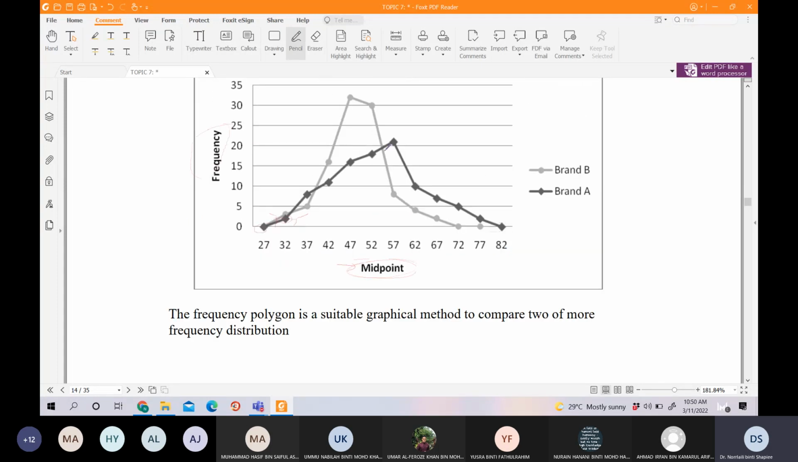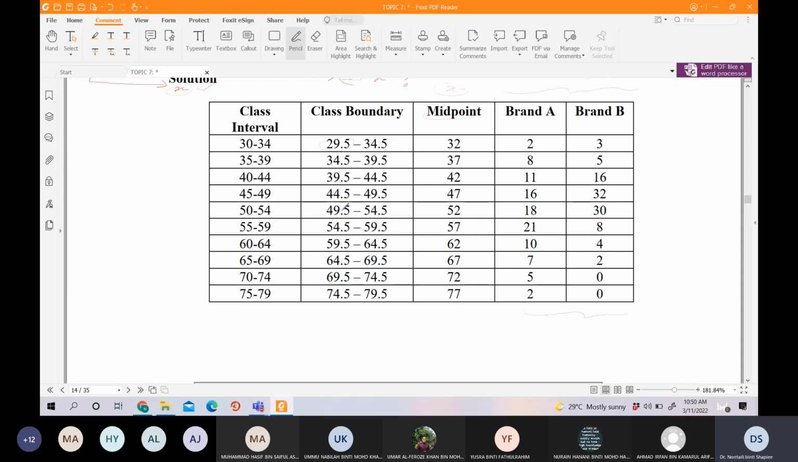Okay, from here, brand A, the peak point here. Means that brand A, or brand B? This one is brand B. From the class boundary 49.5 to 54.5, the frequency is 32 here, which is the highest frequency. But for brand A, the highest is 21. This one, right?